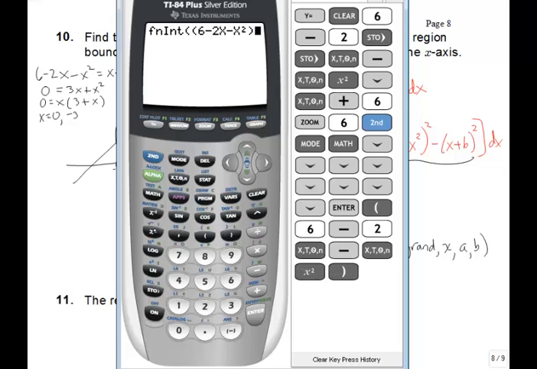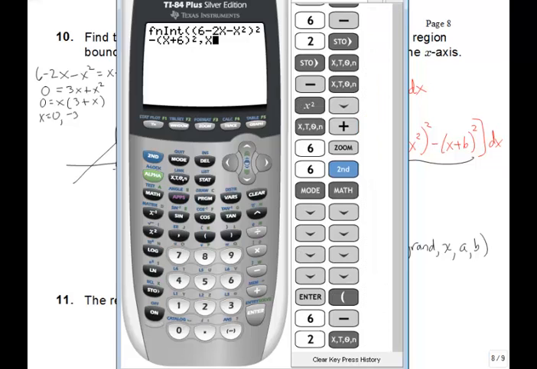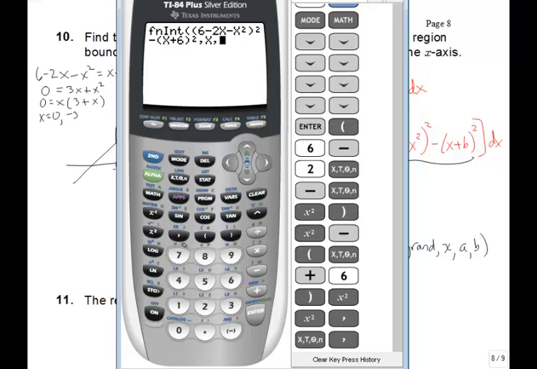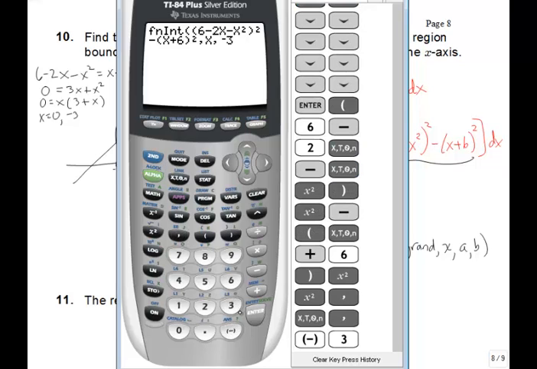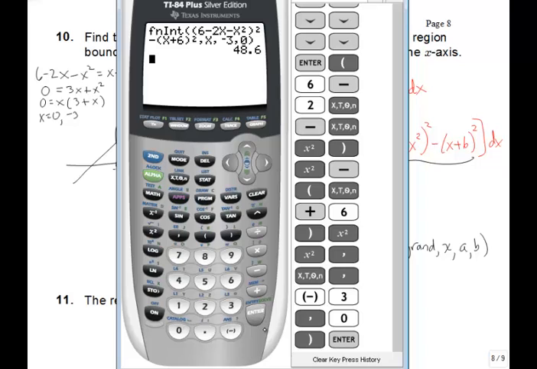Close the parentheses and square that big R, minus parentheses. Now I'm going to type in my little r, which was x plus 6. Close the parentheses, and then I'm squaring my little r. And then we want to do comma x, so that the calculator knows what variable it's integrating with respect to, and then comma -3, that's my lower bound, comma 0. And then close it with a parentheses and hit enter. Now it's telling me the answer is 48.6.